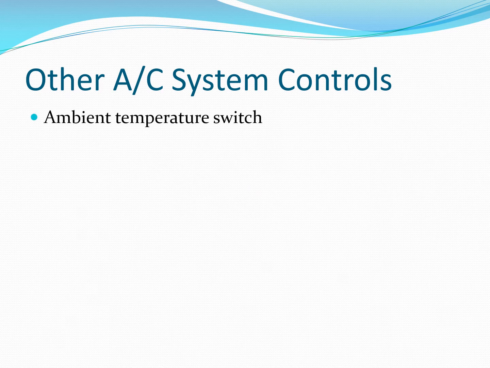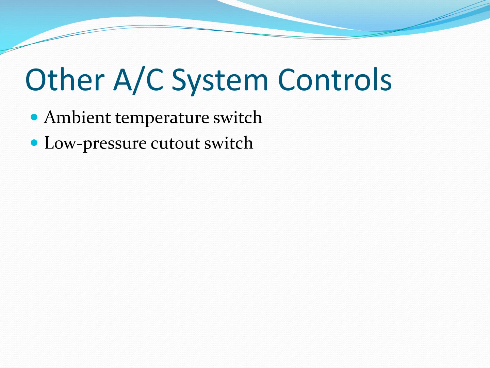So we have some other controls here. We have an ambient temperature switch. Ambient temperature is going to be the temperature outside of the vehicle. Going back to talking about BTUs, we need to know how hard this system needs to operate to get the interior down to whatever setting the driver put it at.